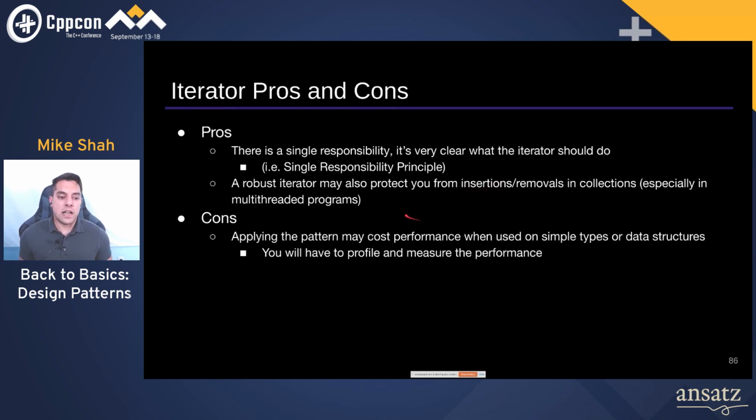Some of the cons: applying this pattern could have some performance cost, especially if we're just using simple data types like incrementing integers and some of these things. So you're going to have to measure and profile to see if it's worth having an iterator and doing some of these different algorithmic strategies. So that could be a con, along with the actual cost for your custom data structure of building, maintaining, and implementing the iterator.